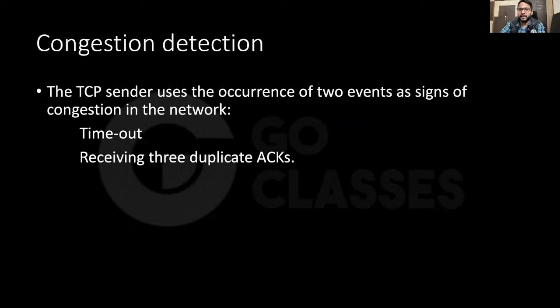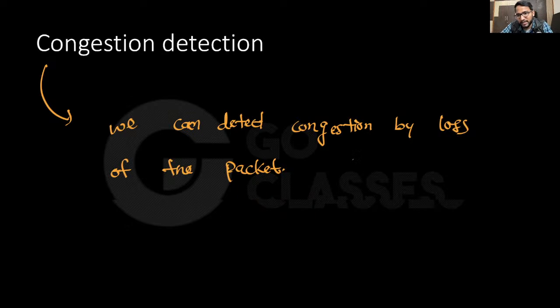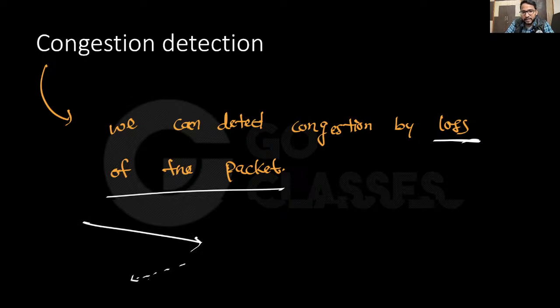Okay, so the TCP sender uses the occurrence of two events as a loss of the packet. Either there is a timeout or you receive 3 duplicate ACKs, which means you can detect that there is a loss of a packet. How? If you are sending something and you are not receiving ACKs, it might have been lost. After the timeout you will get to know there might be some problem, because the timeout has occurred and I have not received the ACK. So you will say that there is a timeout.